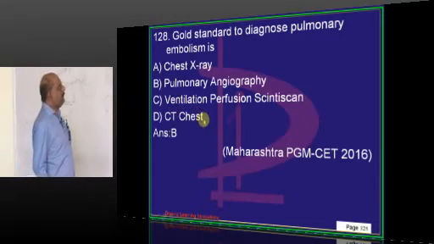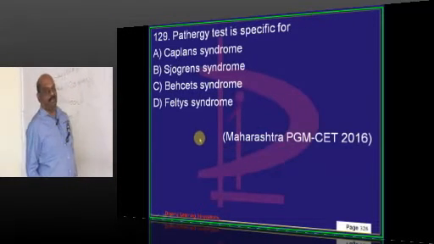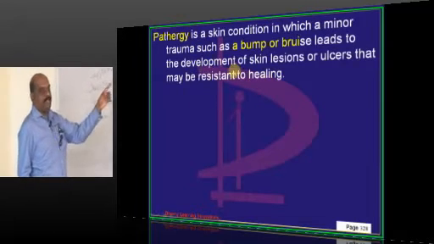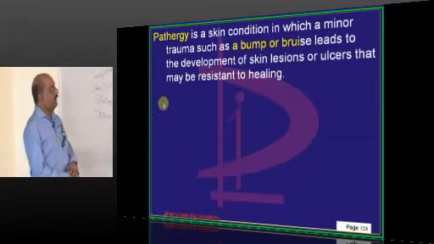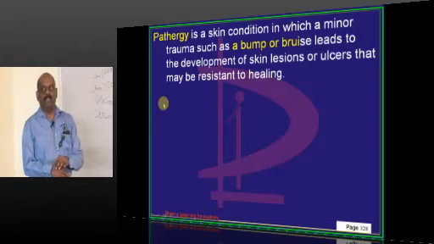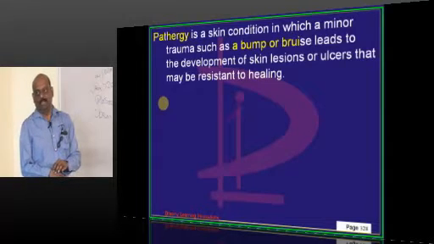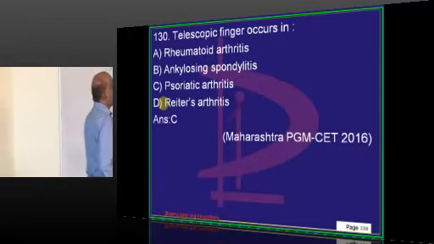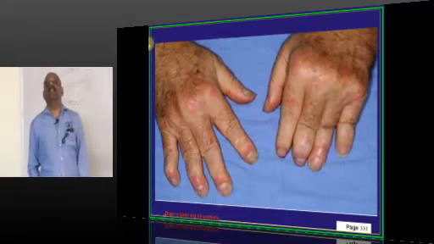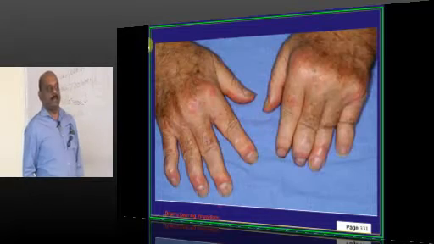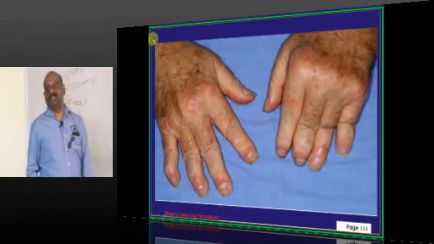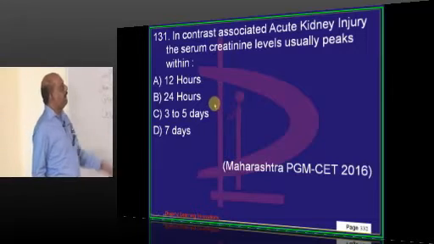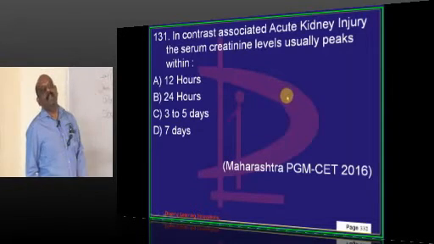So what is the gold standard for pulmonary embolism? Pulmonary angiography. Pathergy test means what? Typically, there is a bump or a bruise that develops in the area of the stress, just like Auspitz sign, which is used in Behcet's. Telescopic fingers are typically found in case of psoriatic arthropathy, which is also called arthritis mutilans, is what needs to be remembered. Acute kidney injury, serum creatinine, when will it peak?